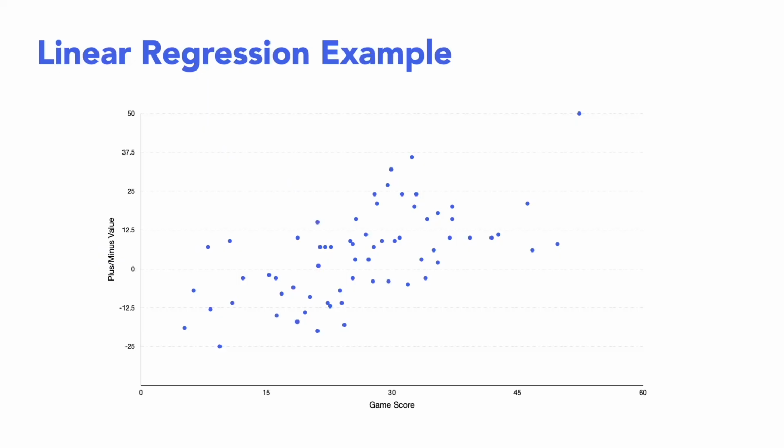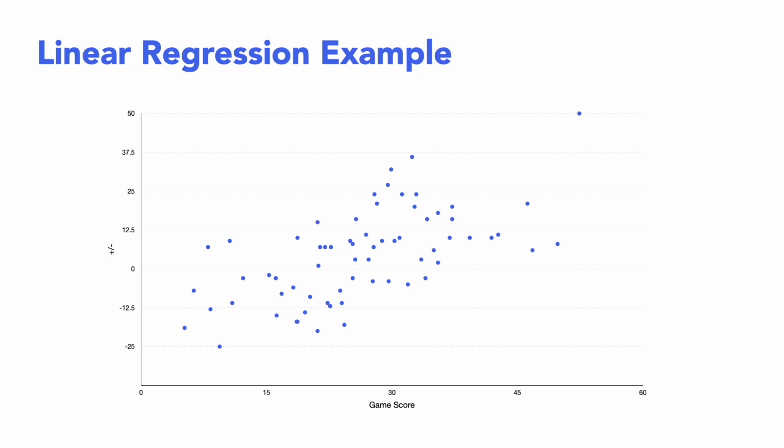This is how the data looks like. From the plot, the data looks correlated. When game score gets higher, the plus-minus value also tends to be higher. We can see an approximate linear relationship between them. But here comes the question. There are infinitely many possible lines that look reasonable. How can we find the optimal line to represent the relationship?